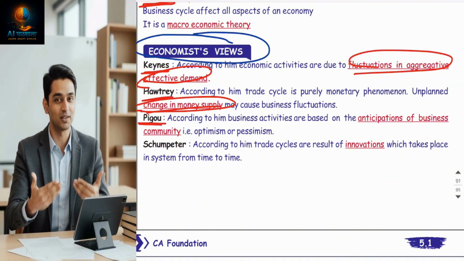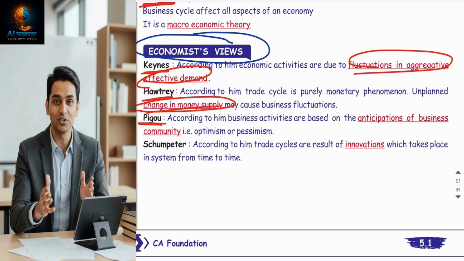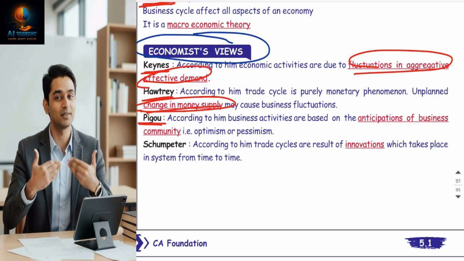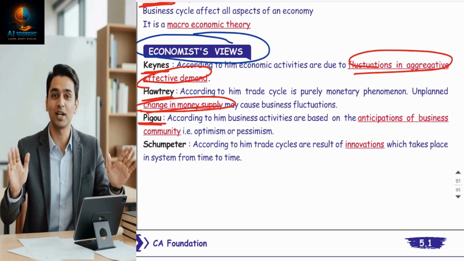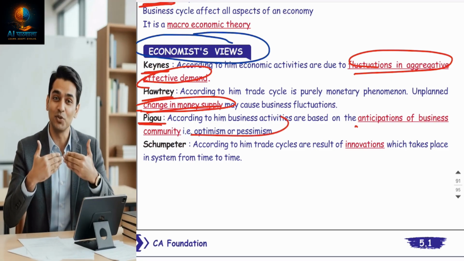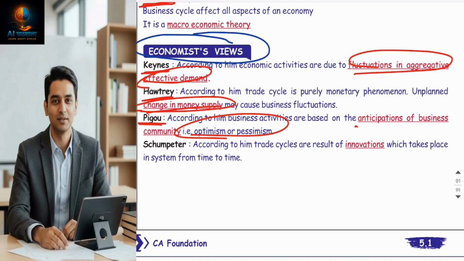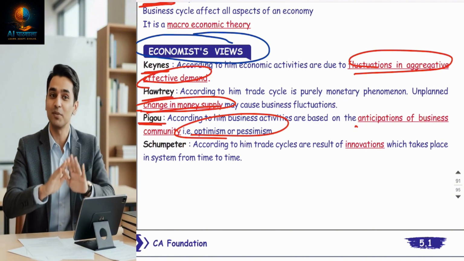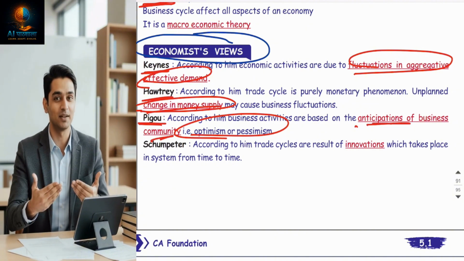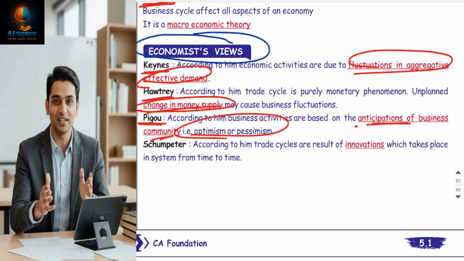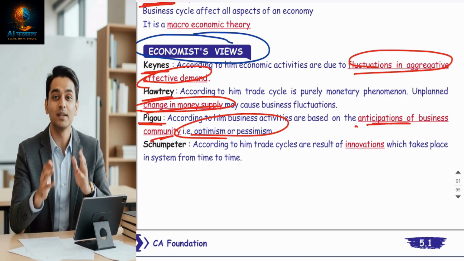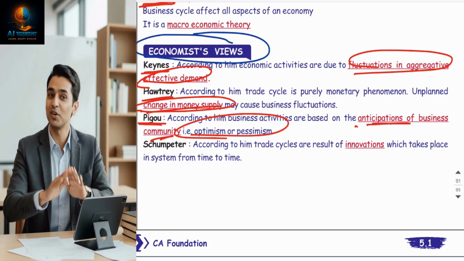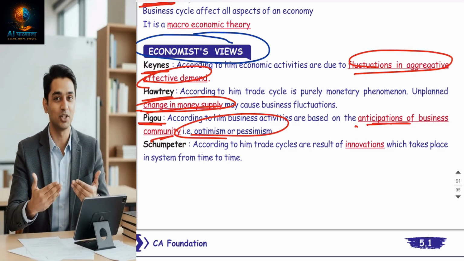The third economist is Professor Pigou. According to him, the business cycle happens because of expectations of the business community, that is whether they are optimistic or pessimistic. Pigou gives the reason that fluctuation takes place due to the anticipation of the business community, whether they are pessimistic or optimistic. Means expectation of the business community, that is pessimism or optimism, creates fluctuations in the country.